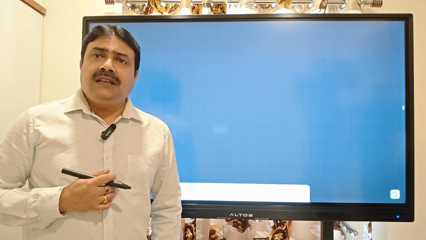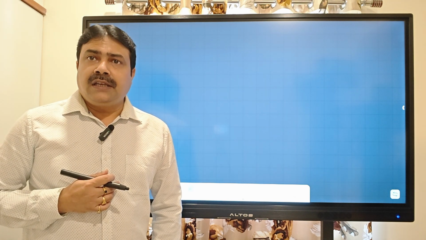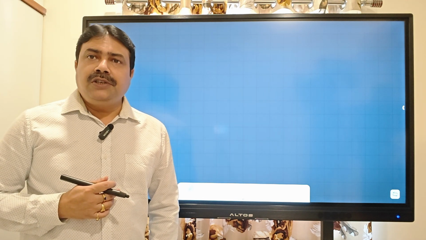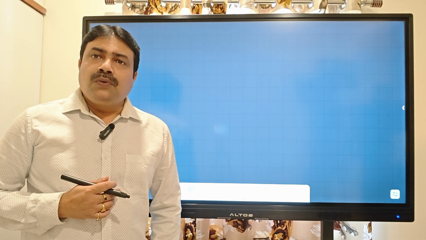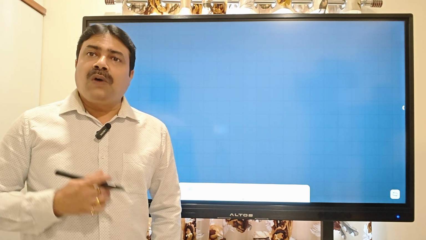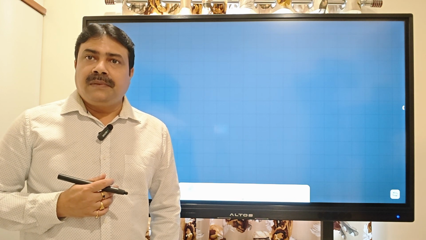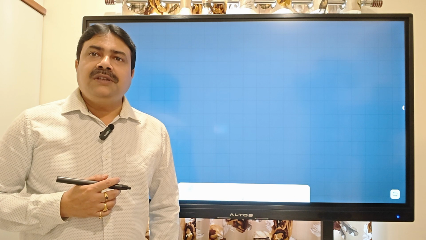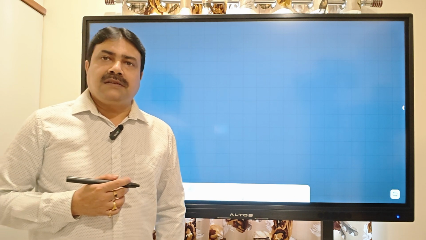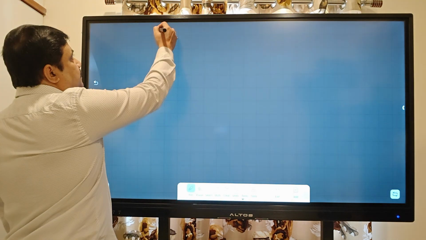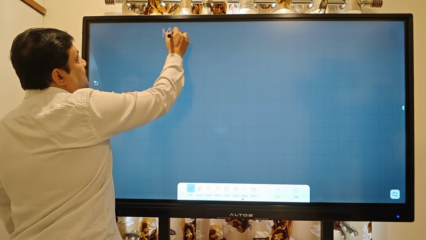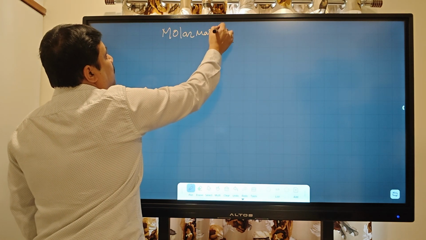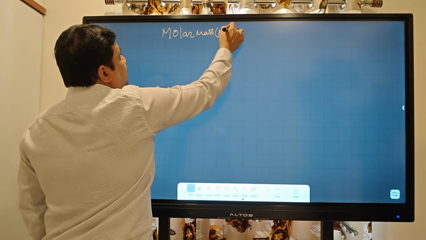How to calculate the number of moles in terms of mass. To understand that, first we need to know how to find the molar mass and what molar mass is, in detail. Let us start with the discussion of molar mass. Molar mass, in short form, we will write mm.